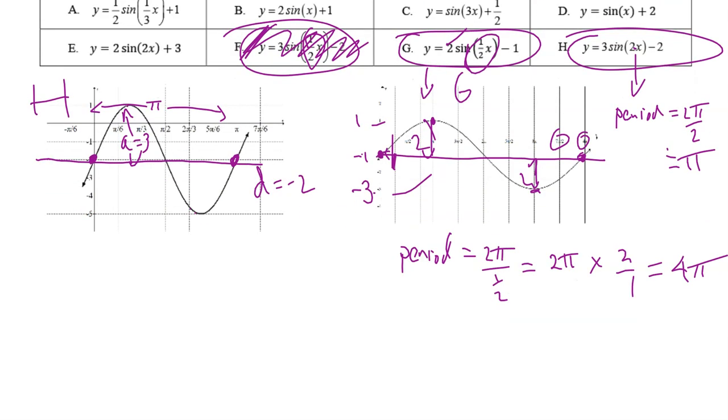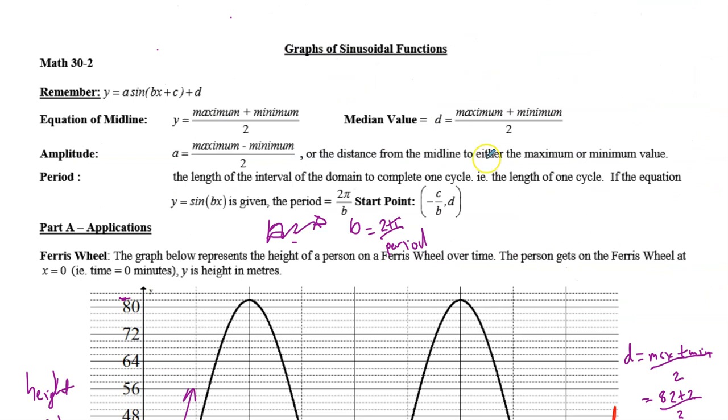So that is graphs of sinusoidal functions, right? So given a graph, you can get the equation of the midline, which gives you the median value, which is D. You get the amplitude, which is A. You can work out the B value. If you can figure out the period of the graph, the B value is 2 pi divided by the period. And then a little bit of math with the start point to get us the value for C. And once we have all of those, we can graph the graph and see if it matches up with the equation that we got. Okay, so we are done.